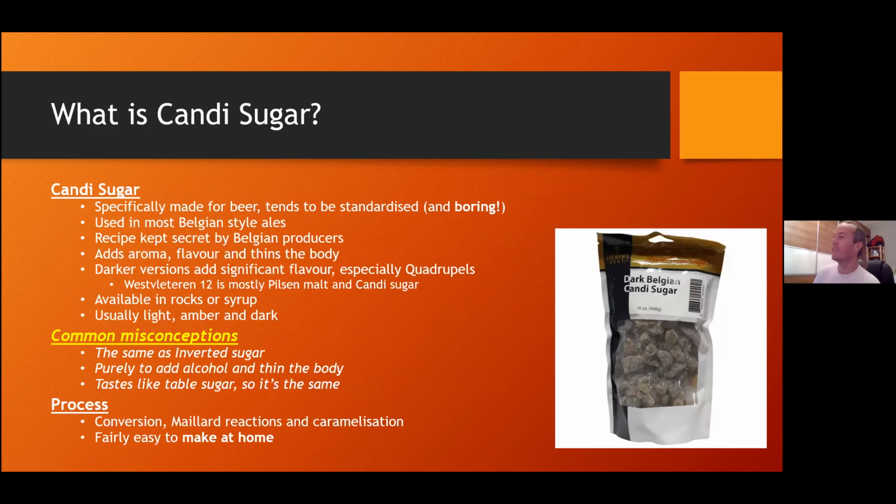So I'm going to stop all the complicated stuff now. I'm going to talk about candy sugar. Why is it unique? It's the only sugar out there that actually contains Maillard reaction and caramelization products that you can buy off the shelf. The Westvleteren 12, which is rated one of the highest beers in the world, is purely Pilsen malt and candy sugar. Candy sugar is purely made for beer. The Belgians have a sort of state secret on it, they don't want to tell you how it's made. We sort of know how it's made because we know it's got lots of Maillard reactions and caramels.